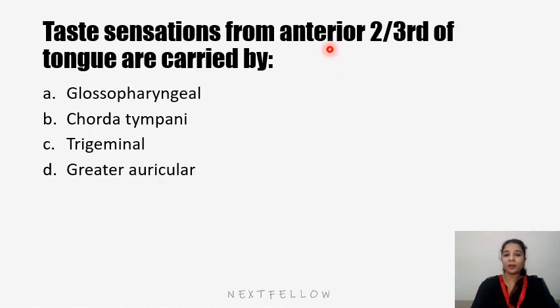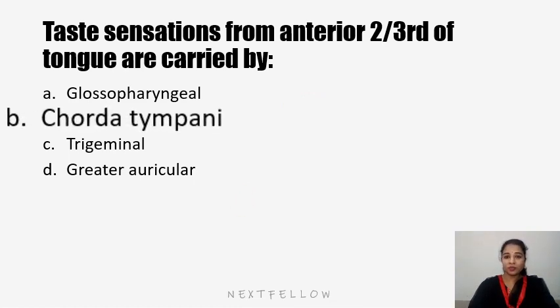Taste sensation from the anterior two-thirds of the tongue is carried by the chorda tympani nerve, which is a branch of the facial nerve, from the geniculate ganglion, and it joins with the lingual nerve to supply the anterior two-thirds of the tongue.